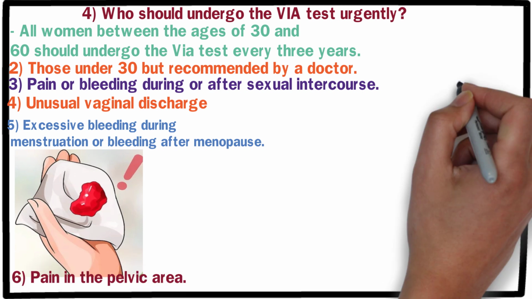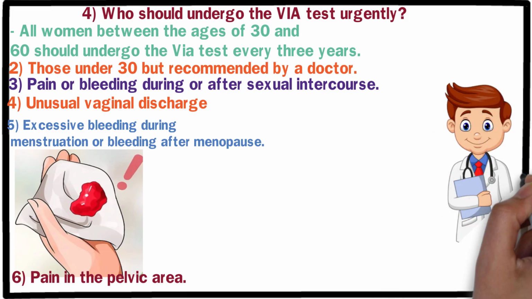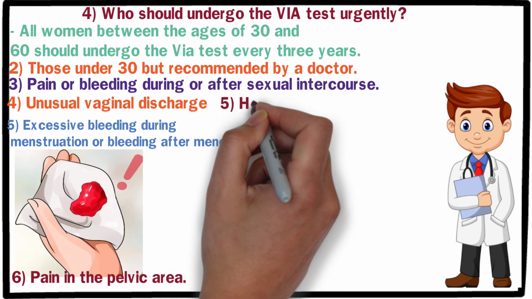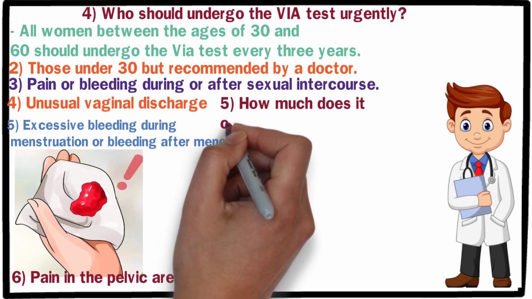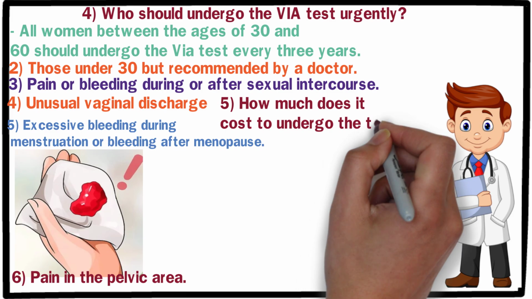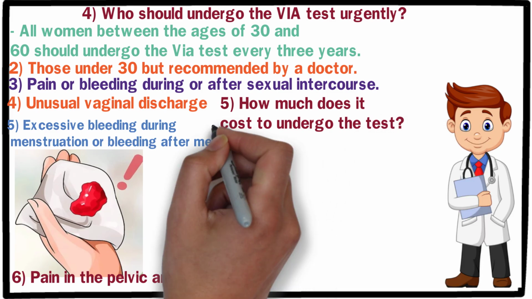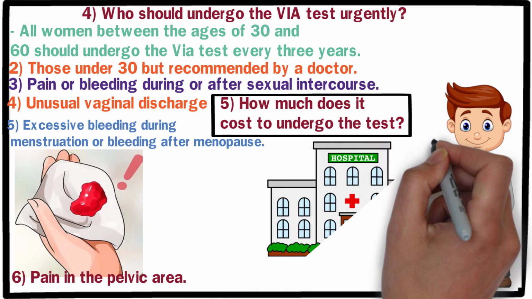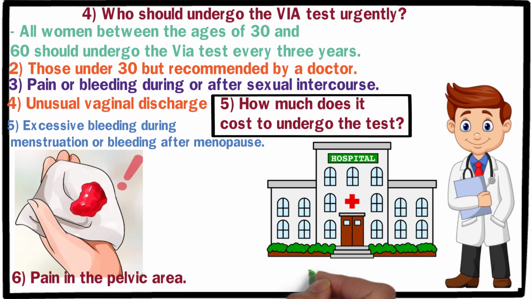If you experience any of these symptoms, it is crucial to consult with a healthcare professional and consider undergoing the VIA test. Where can the VIA test be conducted, and how much does it cost to undergo the test? The VIA test can be done at all government district, divisional, and regional hospitals free of cost. To prevent cervical cancer, undergo the VIA test every 3 years at no cost.